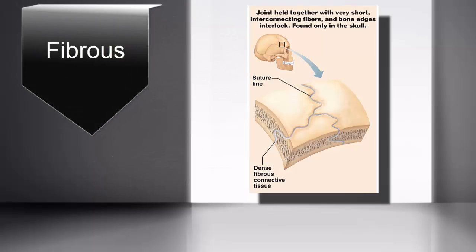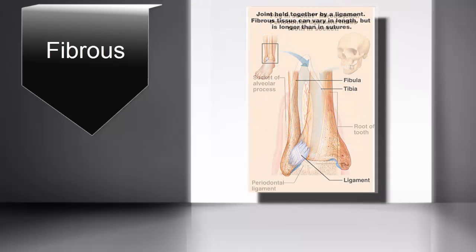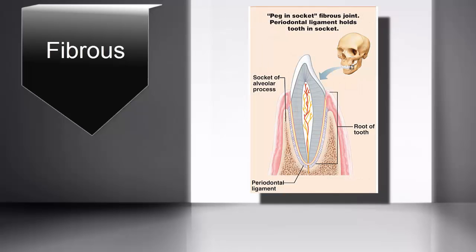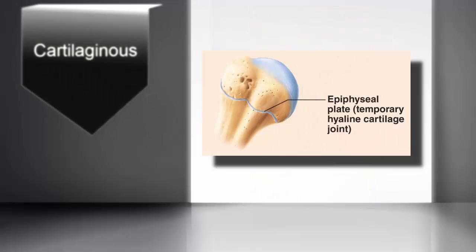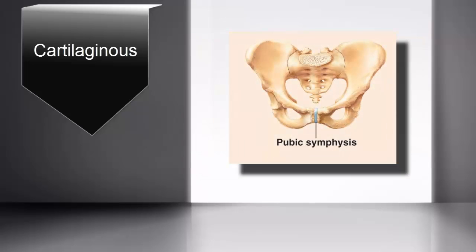The three types of fibrous joints are the sutures that we saw in the skull, interosseous ligaments that hold bones together, and the ligaments that hold teeth in place. Two types of cartilaginous joints are those held together by hyaline cartilage, such as the epiphyseal plate, or those held together by fibrocartilage, such as the intervertebral discs and the pubic symphysis.